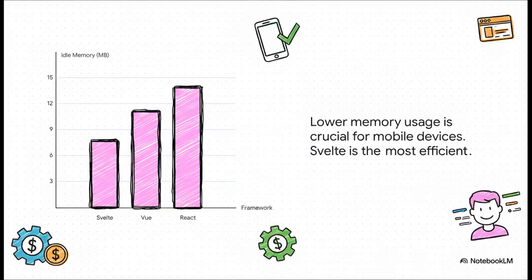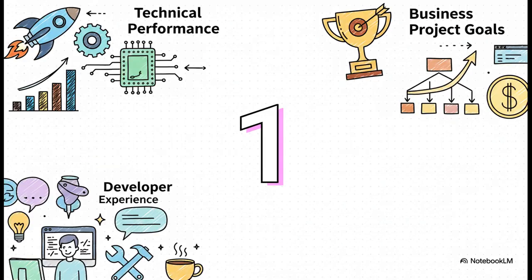And what about memory? When the app is just sitting there doing nothing, how much of your device's resources is it actually hogging? Lower is definitely better, especially for phones or less powerful devices. And, you probably guessed it, Svelte is the most memory efficient, using almost half the memory of React while it's just sitting idle.